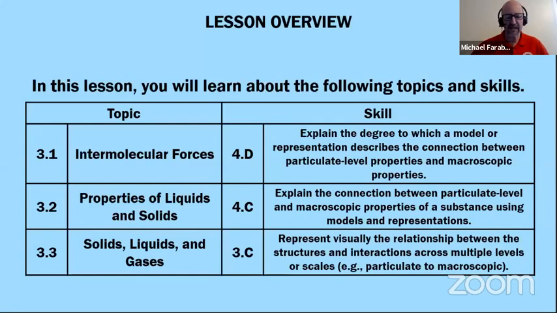Today in our lesson on Unit 3, we'll talk about intermolecular forces and properties of liquids and solids. And then I'll give you a brief comment about particle diagrams for solids, liquids, and gases. But the majority of our lesson will focus on intermolecular forces and how that affects the properties of liquids and solids. As far as the science practices, you can see here, explain the degree to which a model or representation describes the connection between particulate level properties and macroscopic properties. So again, this connection between the particulate level and macroscopic, so how the actual substance behaves, will be our focus.